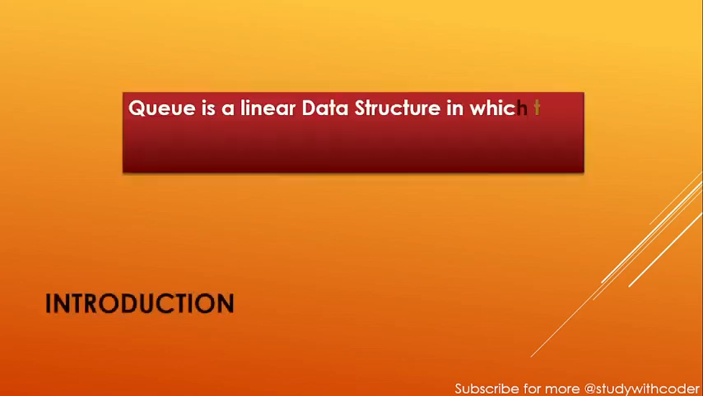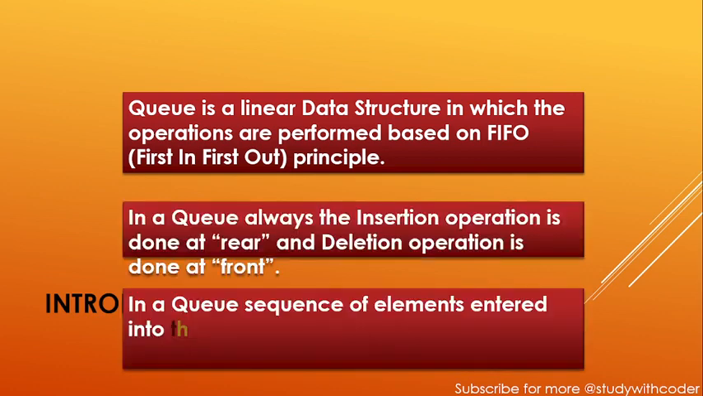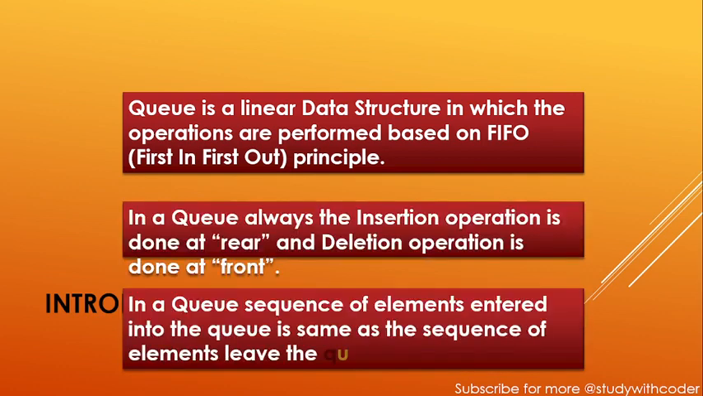Introduction of the queue. Queue is a linear data structure in which the operations are performed based on the FIFO, first in first out principle. In a queue, always the insertion operation is done at the rear and the deletion operation is done at the front. In a queue, the sequence of the elements entered into the queue is the same as the sequence of the elements that leave the queue.